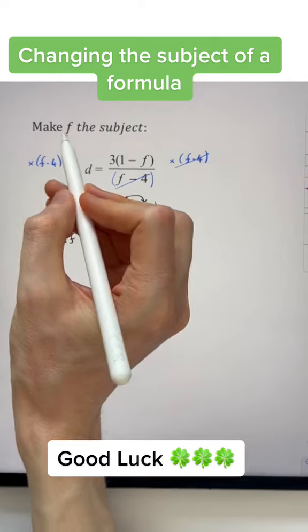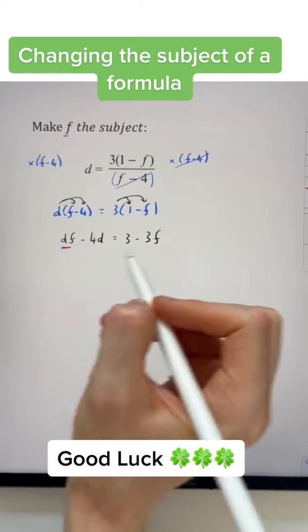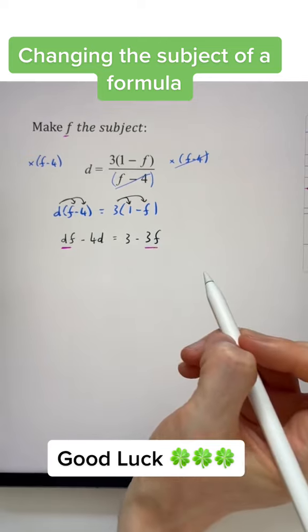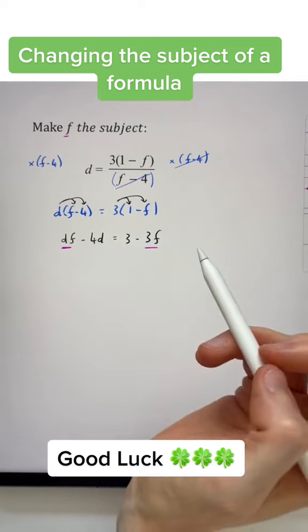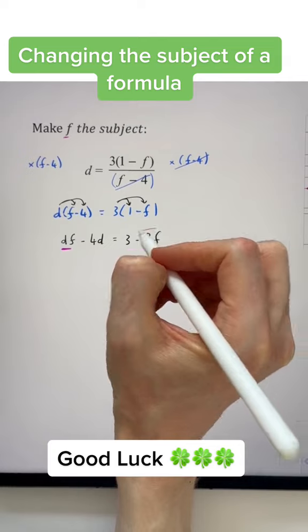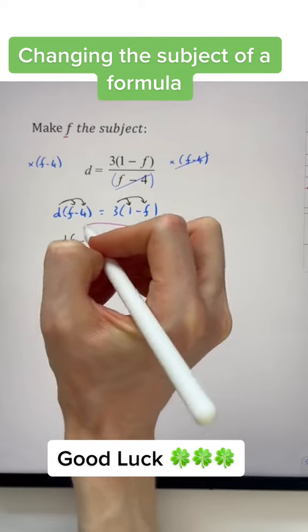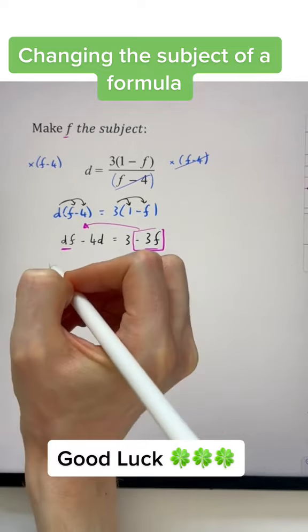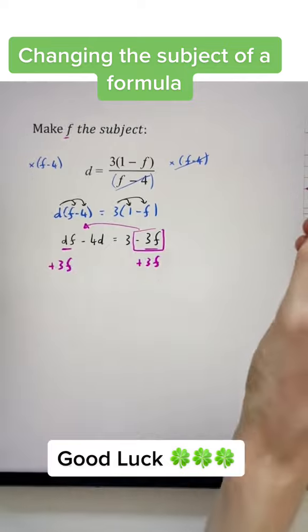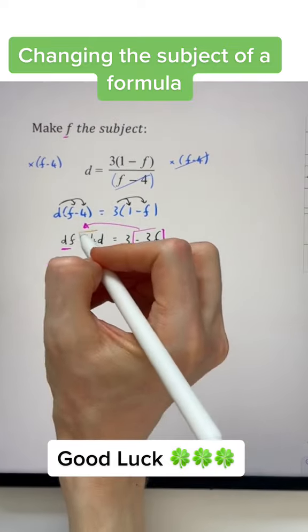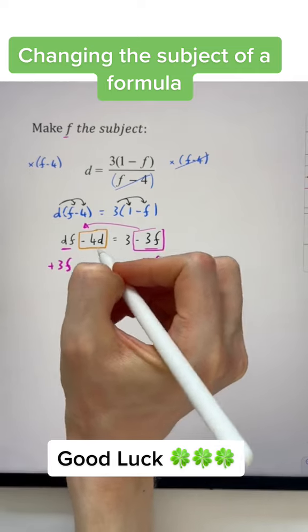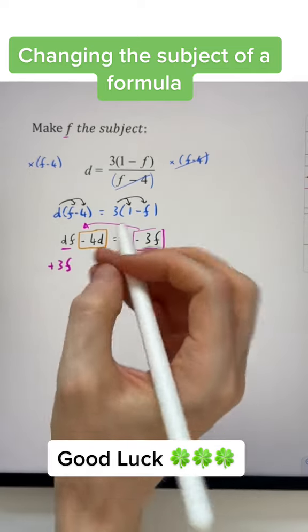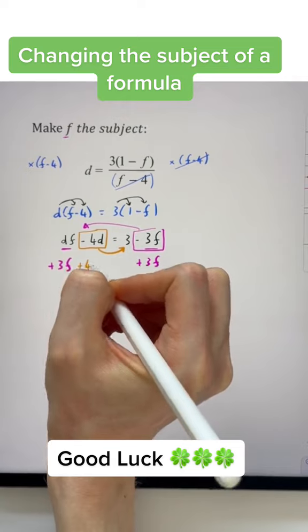As we want to make f the subject, I currently have df on the left-hand side, and I've got negative 3f on the right-hand side. As I want f to be positive, I'm going to bring the negative 3f across to the left. By doing the inverse, the opposite of minus 3f is to add 3f to both sides. At the same time, I notice I can move the minus 4d, that does not have the letter f, to the right-hand side by doing the inverse. Opposite of minus 4d will be to add 4d to both sides.